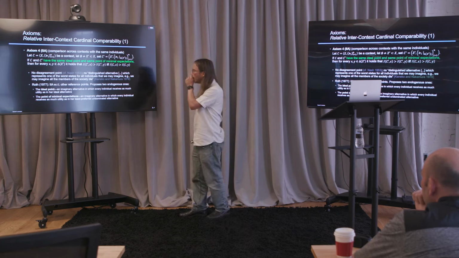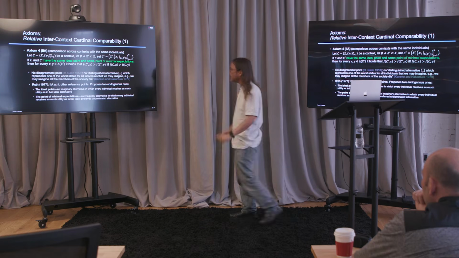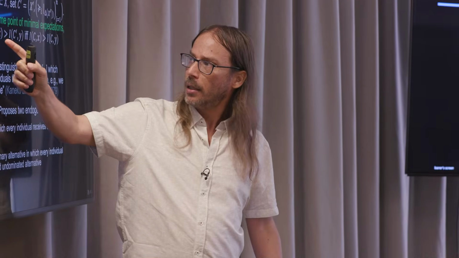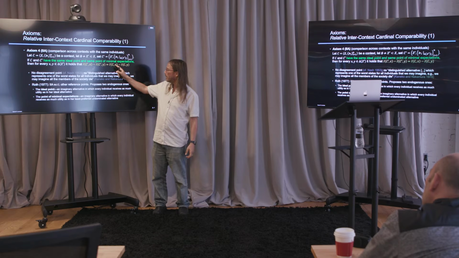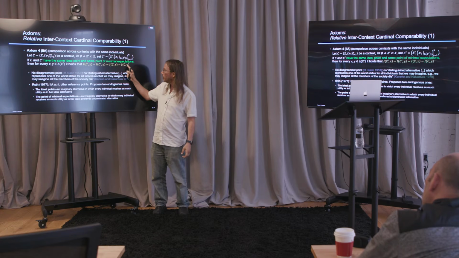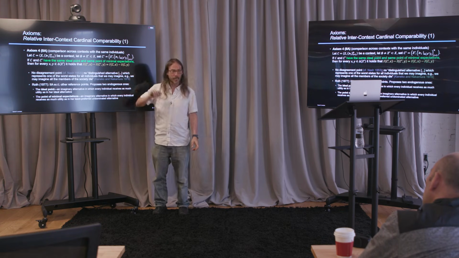Last thing, I'm going to want to turn this into a cardinal rather than ordinal axiom. So instead of saying X is societally preferred to Y in C prime if and only if in C, we're going to say X is societally preferred to Y in C prime by the same amount that it is societally preferred to Y in C.